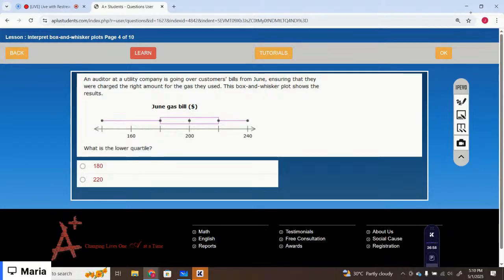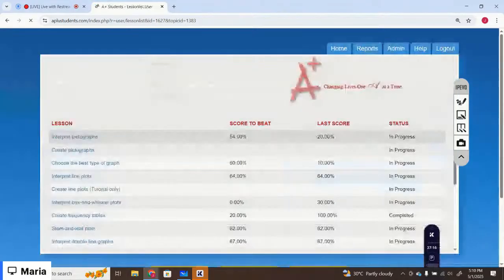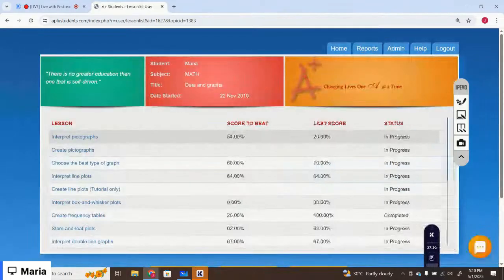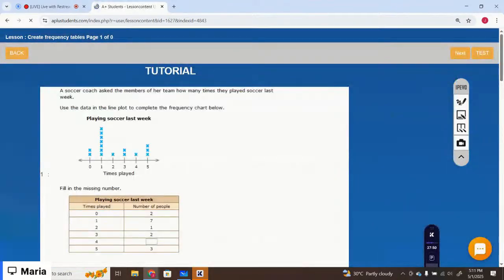Okay, you can complete the lesson by yourself later today. Let me just move on to the next lesson. The next lesson is create frequency tables. Let's just start with the next lesson.